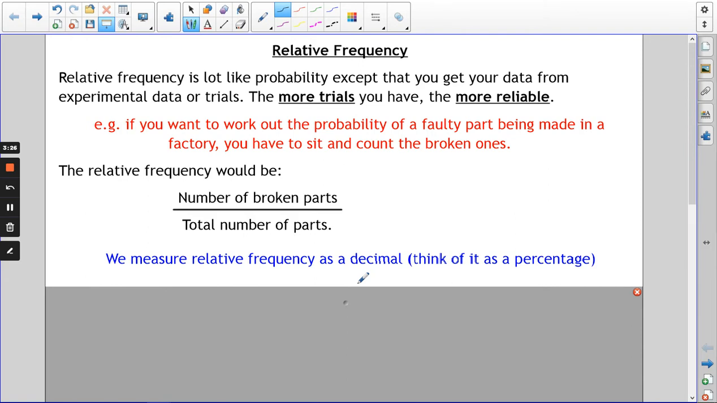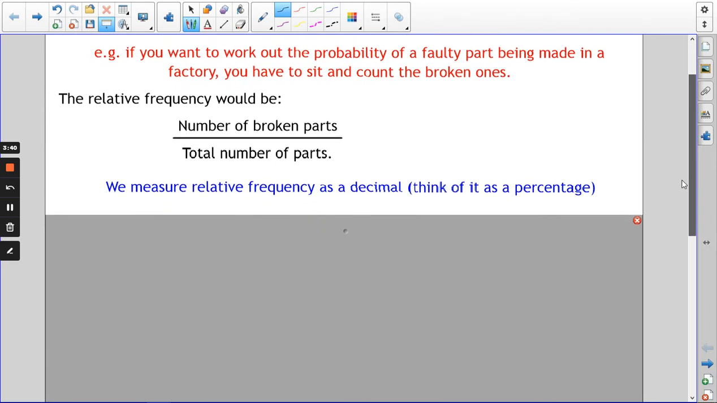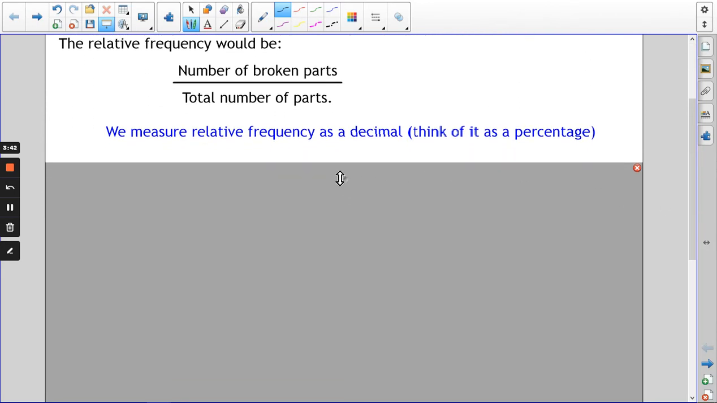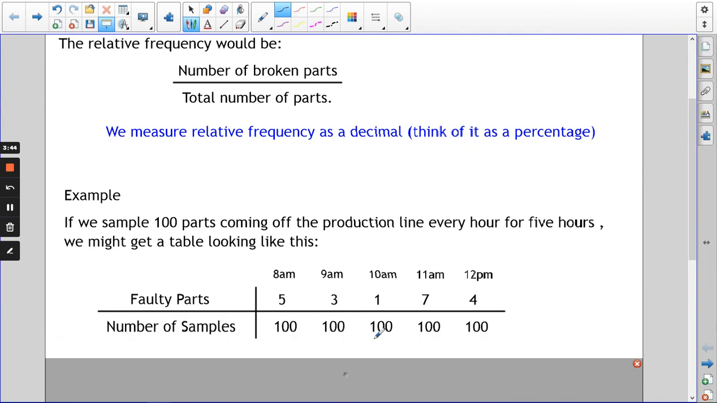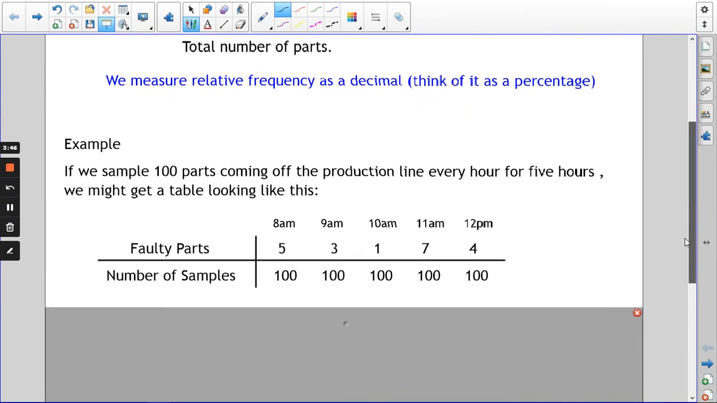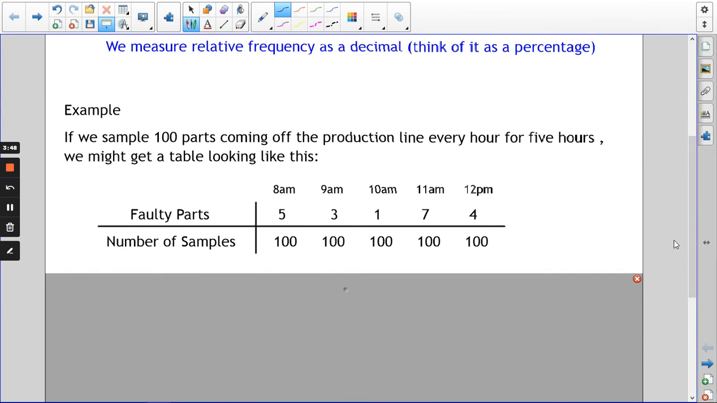When you've done enough trials that you're happy with your relative frequency and you think that it's accurate, then you can treat it like a probability and then you can calculate with it. But only when you've done enough trials to know that the numbers you're using are reliable. So here's an example then. You have to pause the video and write. Sorry there's so much writing, but it's just one of those topics, probability, isn't it?